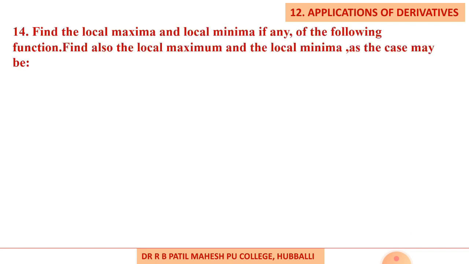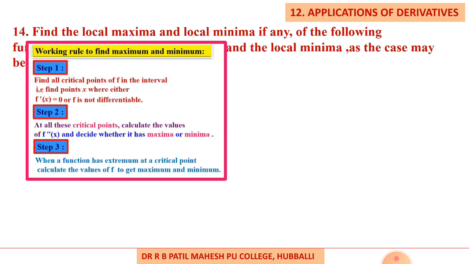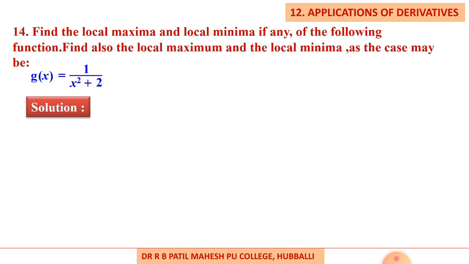Next example, that is example number 14, and these examples are on local maxima and local minima. In this example, find the local maxima and local minima, if any, of the following function. Find also the local maximum and local minimum values, as the case may be. g of x equal to 1 by x square plus 2. So we can apply the double derivative method.